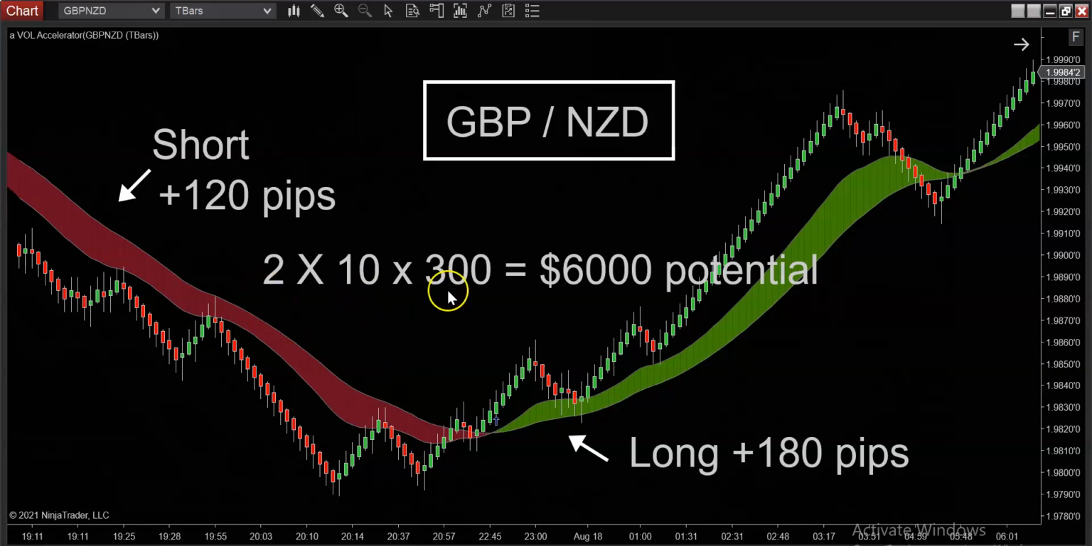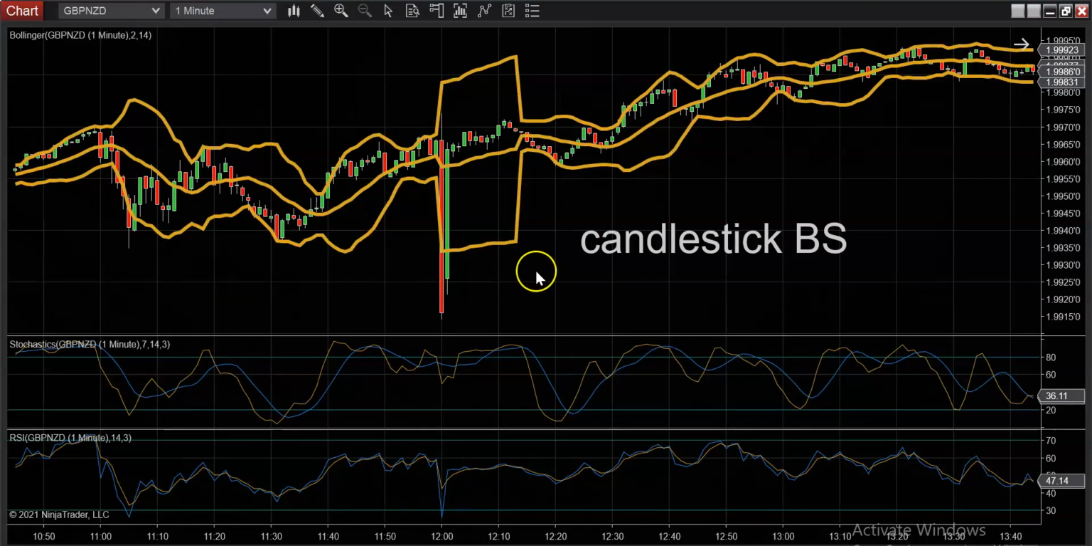2 standard lots times 10 bucks a pip times 300 pips. Guys, that's a $6,000 potential, just on one trading session. So listen, don't tell me that guys aren't making any money in Forex. There are a lot of guys making serious money in Forex. It might just not be you, because you're focusing on these type of candlestick BS charts.